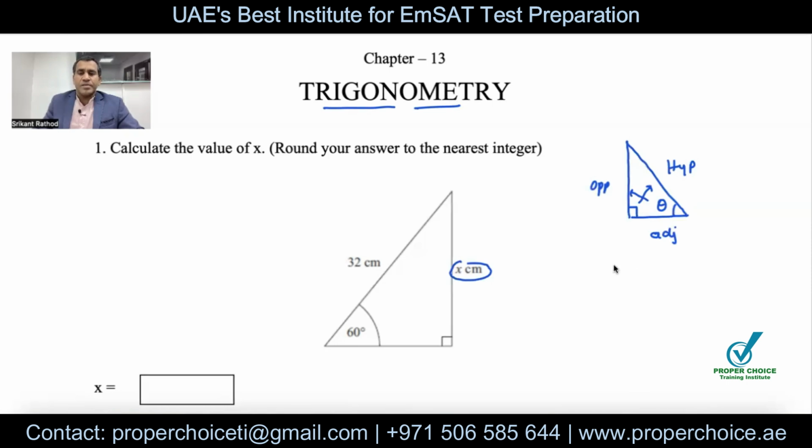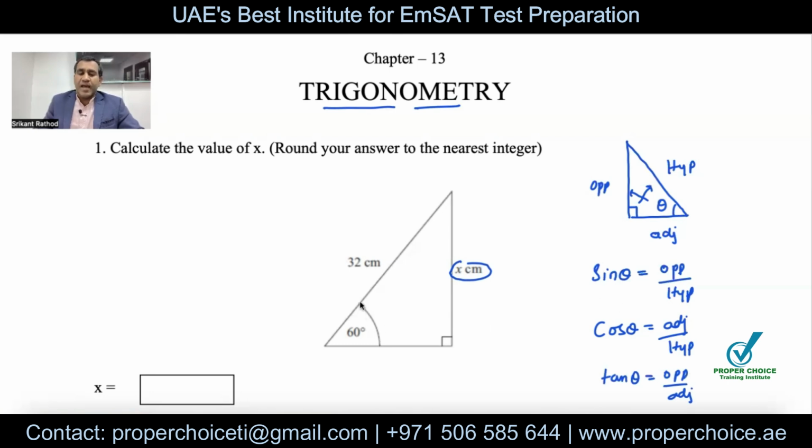Based on this, there are three major trigonometric ratios. Sine of angle theta equals opposite by hypotenuse. Cosine of angle theta equals adjacent divided by hypotenuse, and tan of angle theta equals opposite divided by adjacent. These are the three major ones, and three more are derived from them: secant theta, cosecant theta, and cot theta. Please learn those.